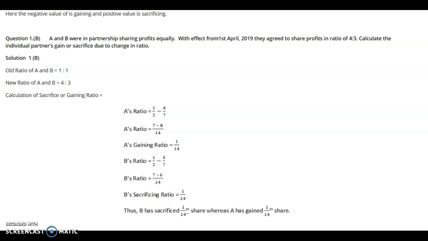So here the share of A comes in minus, that is minus 1/14, that is A is gaining, and B is having plus 1/14. So B is sacrificing. So we can say that B has sacrificed 1/14 and A has gained 1/14 share.